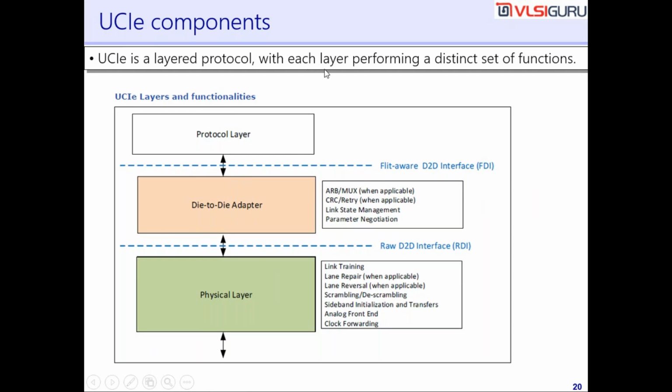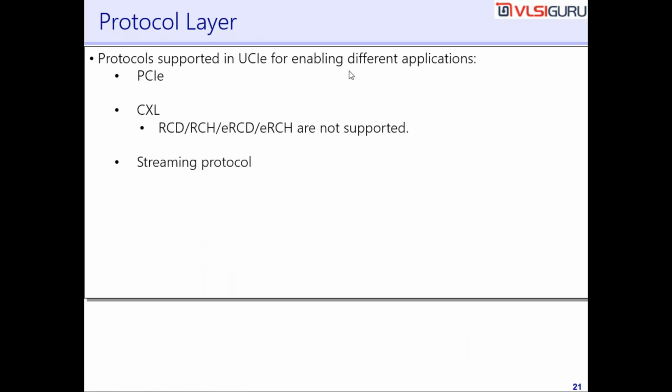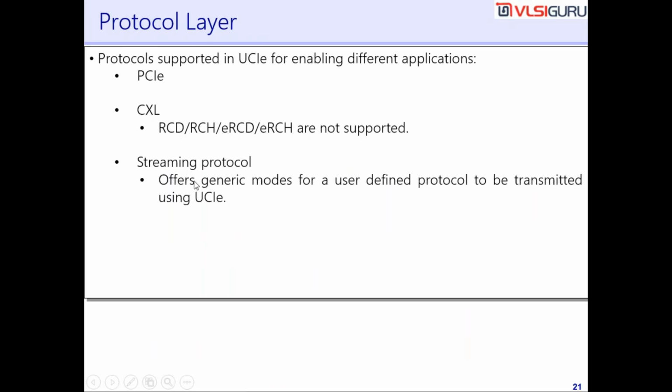UC Express is a layered protocol with each layer performing a distinct set of functions. Protocols supported in UC Express for enabling different applications: it supports PCI Express, CXL, and inside that there are some RCD, RCH, I mean root connected device, root connected host. Few such things are not supported. Streaming protocol is also supported. It offers generic modes for user-defined protocols to be transmitted using UCIe. I mean, any protocol can be transmitted.